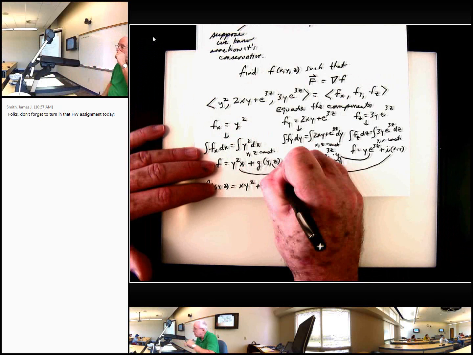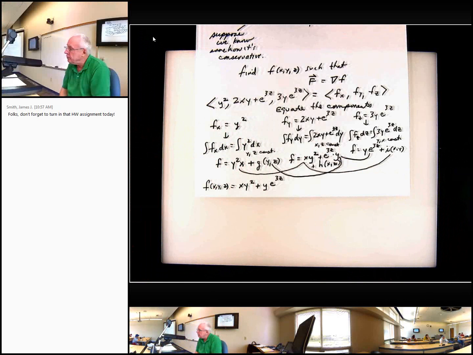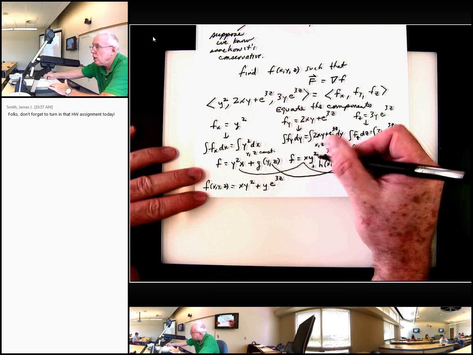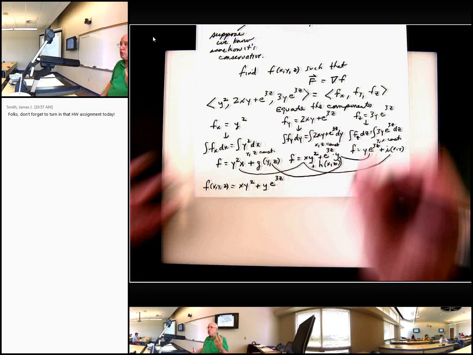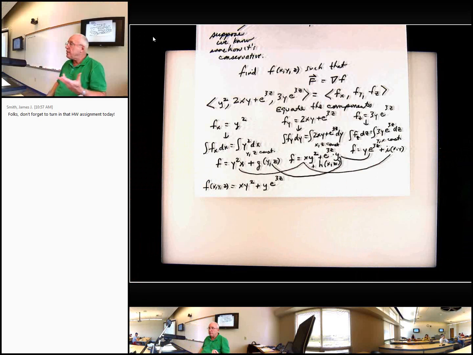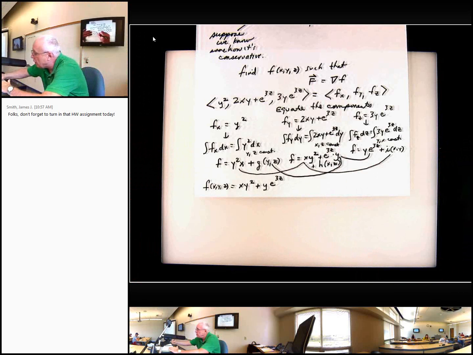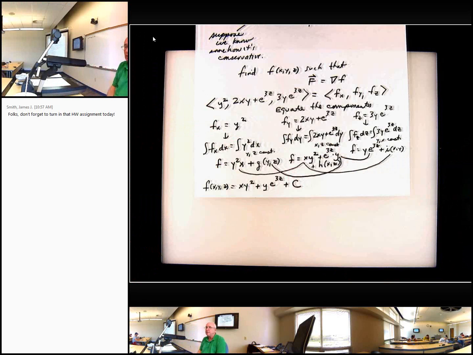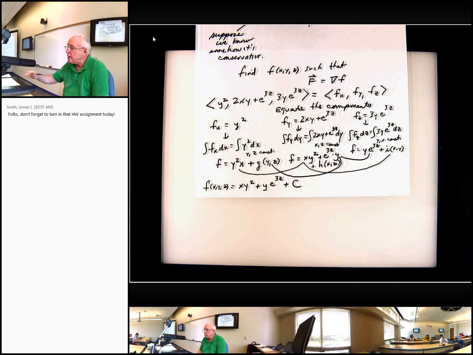Okay. And let's see. That's it. This function here of x and z, it has no match with the other ones. So that is just going to be a general constant. So we can always tack on a general constant of c. But otherwise, we've matched everything up. So that's our little f function.